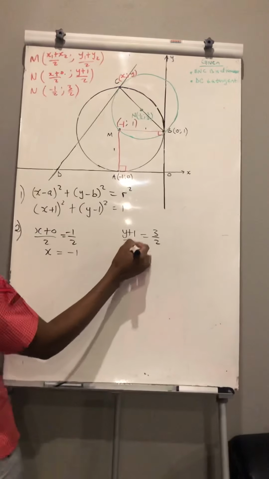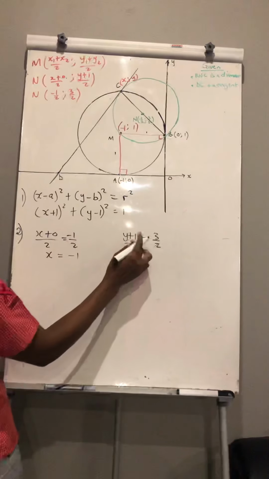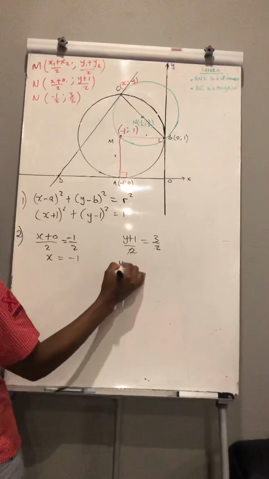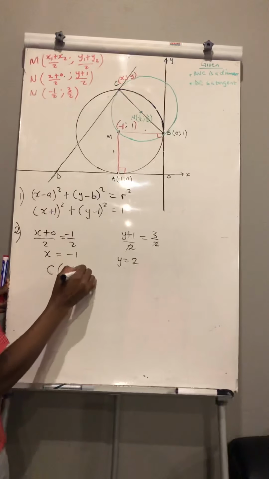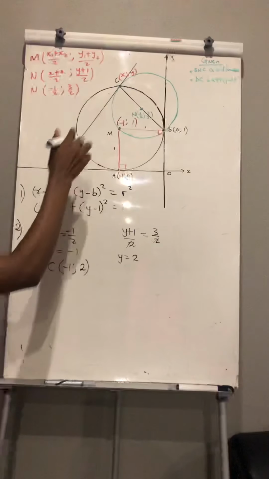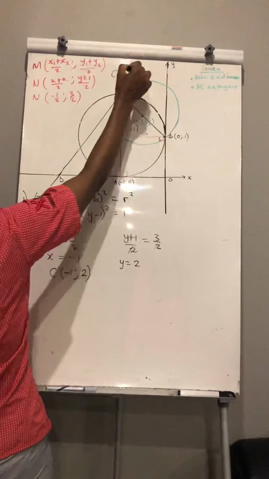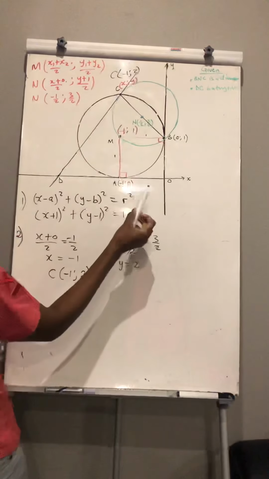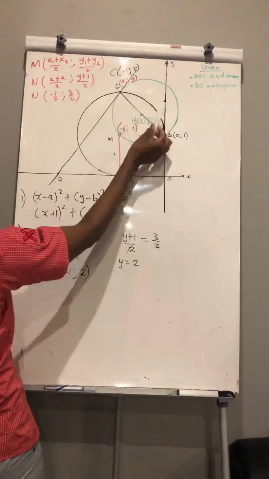And if I do the same for y, if we multiply by 2 both sides, the 2 will cancel, and if I let 1 go to the other side, y will be equal to 2. As you can see, the coordinates of C will become minus 1 and 2 there. Just the same way, a guy would have guessed this one, right? Like if you were to say, oh, it's a vertical line, you are still going to get to minus 1.